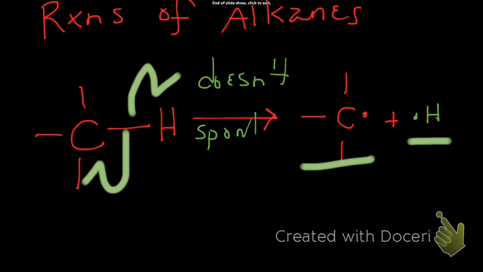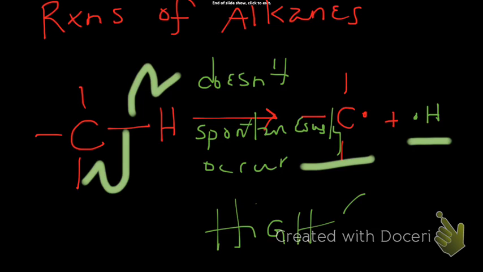Why doesn't it spontaneously occur? The reason is that it's very, very high energy. It's energetically unfavorable to split apart that carbon from the hydrogen in such a way that 1 electron goes to each atom. So how can we go ahead and break apart the carbon and the hydrogen in order to do free radical halogenation?